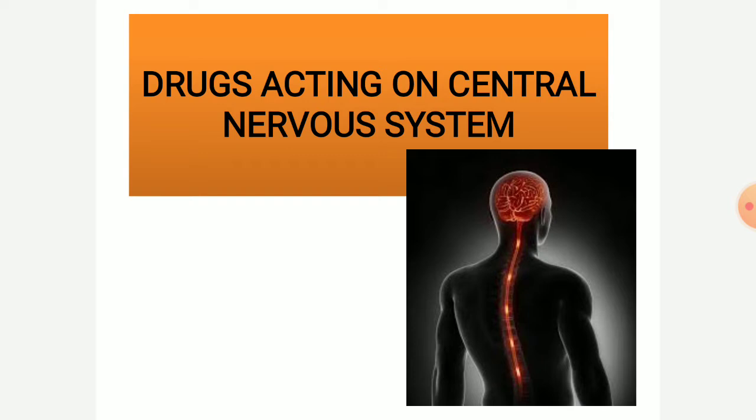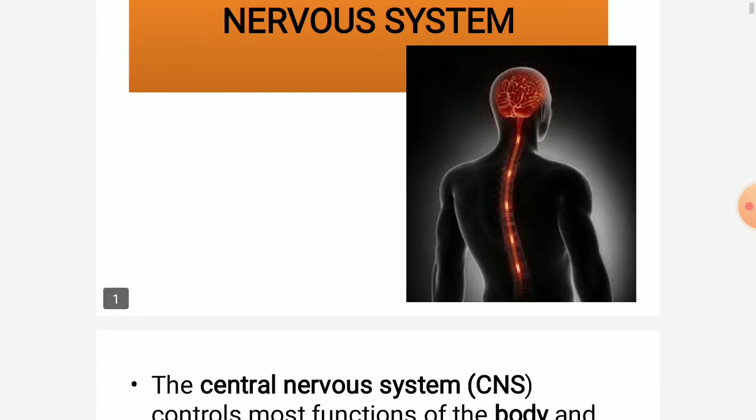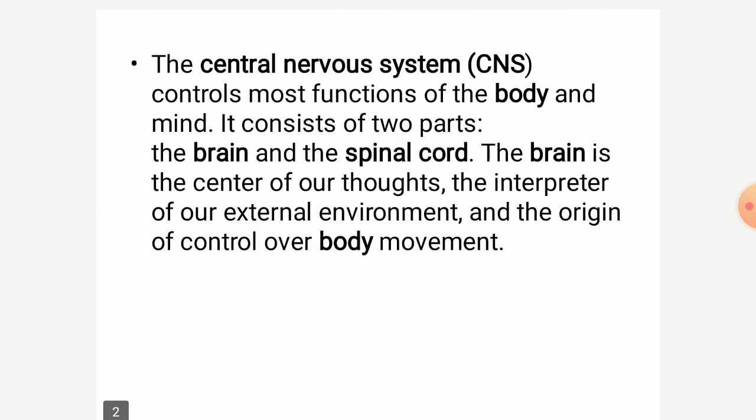So today I start a new chapter, that is drugs acting on the central nervous system. The central nervous system consists of two main parts, that is the spinal cord and brain. The central nervous system controls most functions of the body and mind.